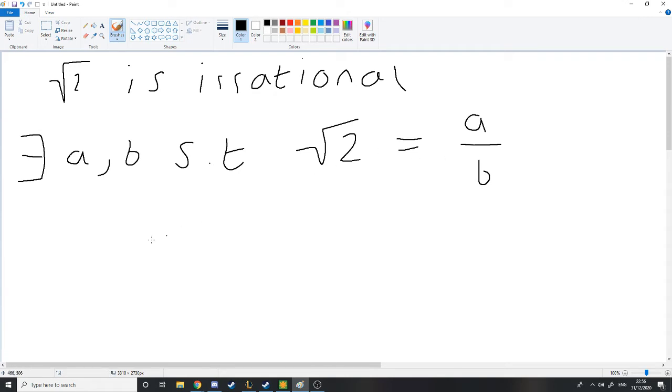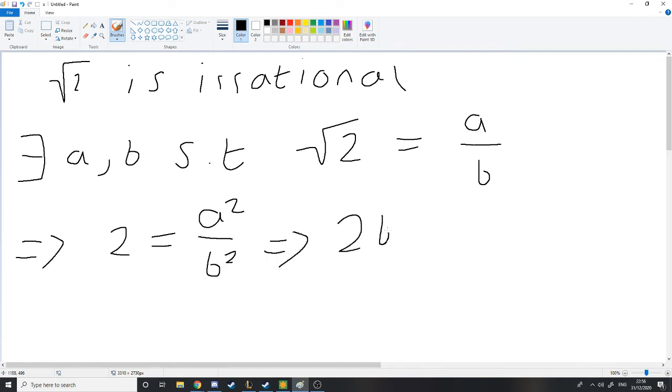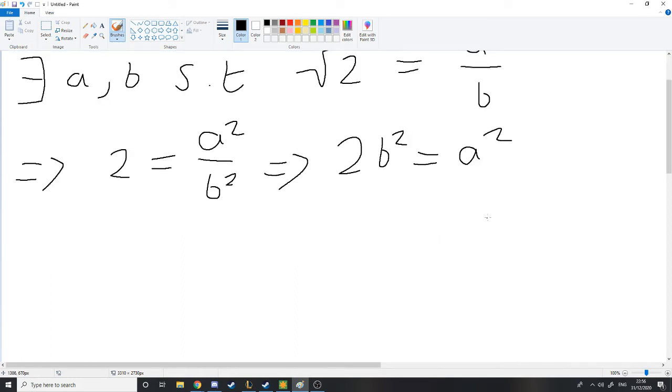So from this, we can say that 2 equals a squared over b squared, and that 2b squared equals a squared. Okay, so a squared equals 2 times something, so we can say that 2 divides a squared, and this implies that a squared is even, right?